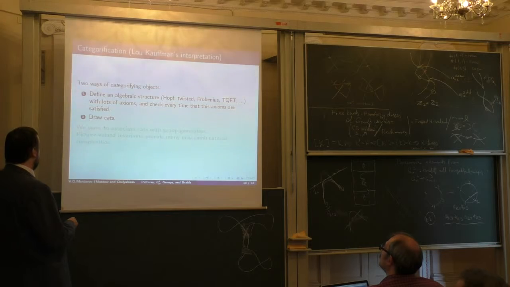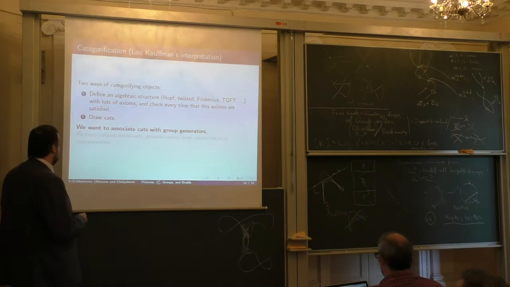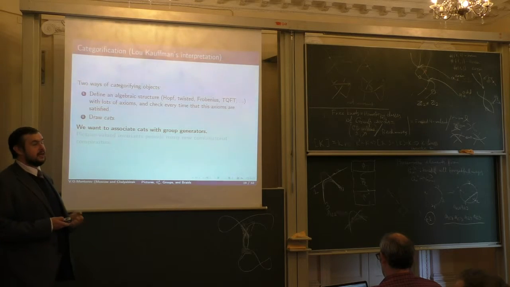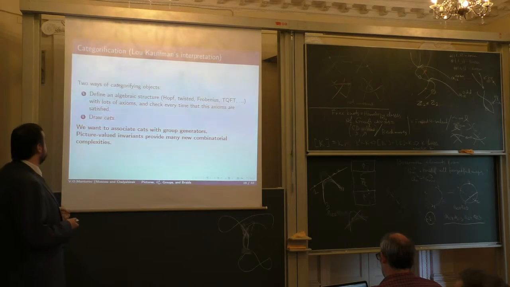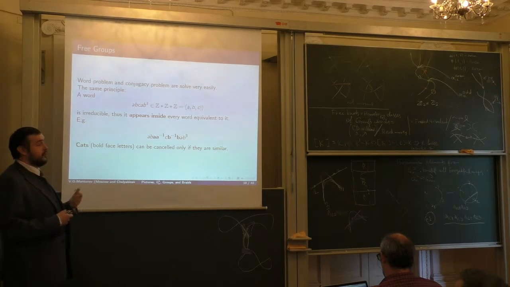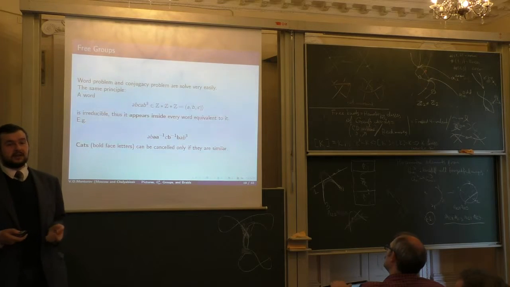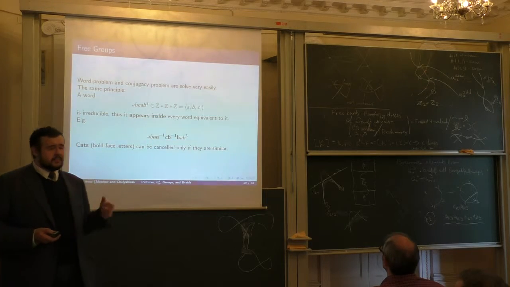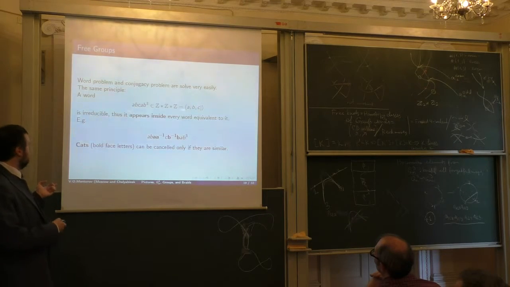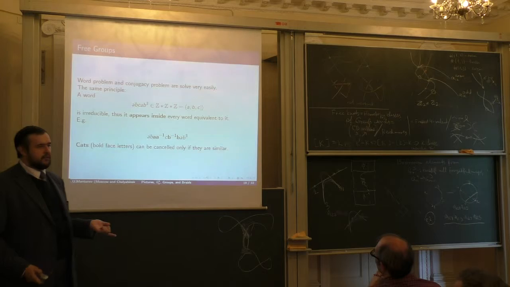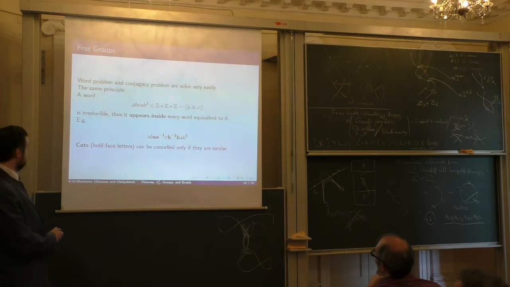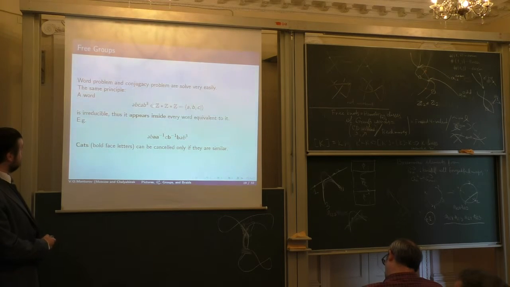And now I actually want to associate cats with generators of groups. I want to consider one more toy model, and actually when we deal with free groups or even free products of some finite abelian groups, the situation is very easy. The word problem and the conjugacy problem are straightforward. We just look at the minimal representative. So consider this word. This word is minimal in that group.